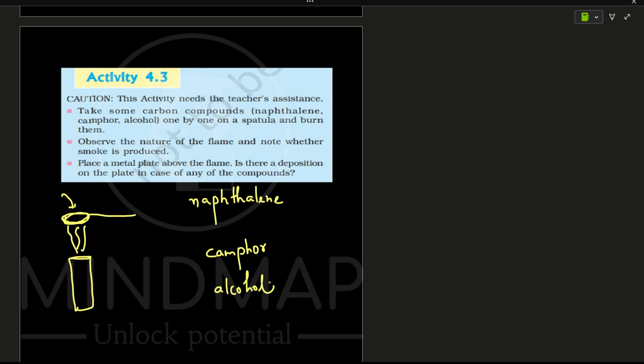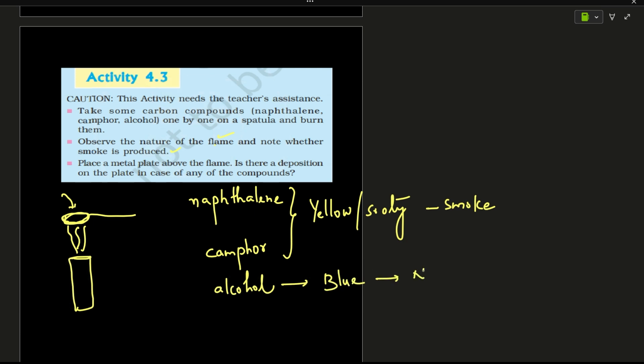When we add them one by one, what they are asking is to observe the nature of the flame and note whether smoke is produced. When you burn naphthalene and camphor, what will happen? The flame will be yellow in color, or you can say it is a sooty flame, a smoky flame, and there will be smoke. Black smoke will come out of it. But when you burn alcohol, what will happen? You will get a blue flame and there will be no sooty flame. That means no smoke is produced.